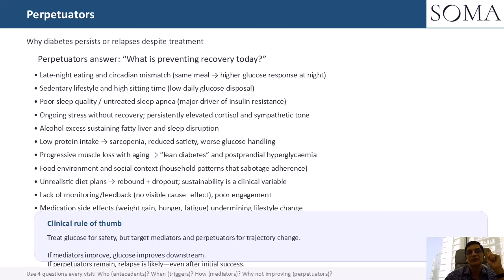When you can answer these 4 questions, your treatment becomes logical and individualized, and you stop practicing trial and error. You start practicing cause-based medicine. In the next section, we'll take this matrix and translate into real-world clinical phenotypes so you can recognize patterns quickly and personalize intervention with confidence.